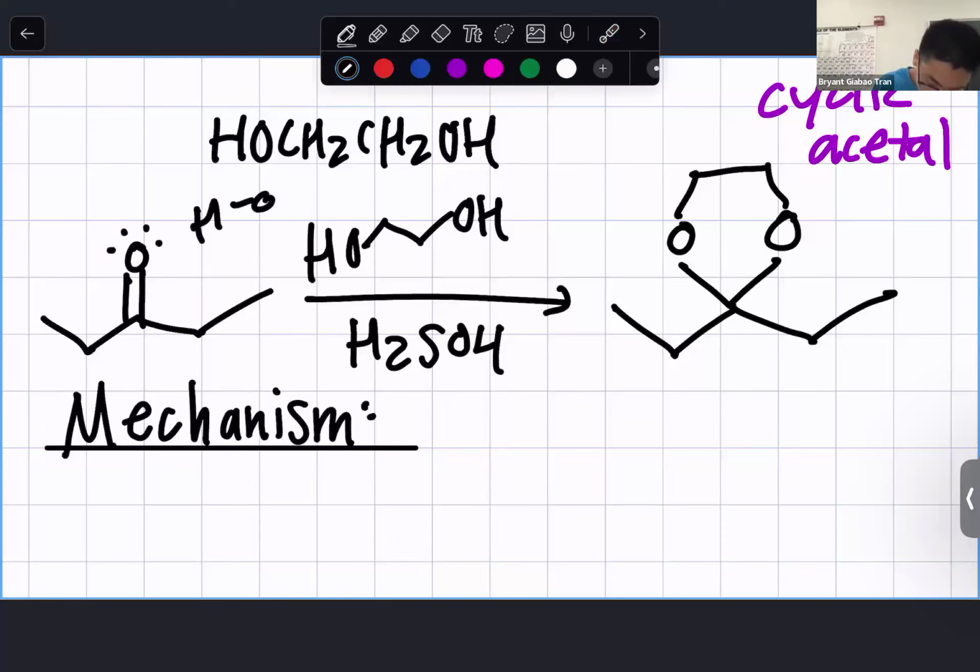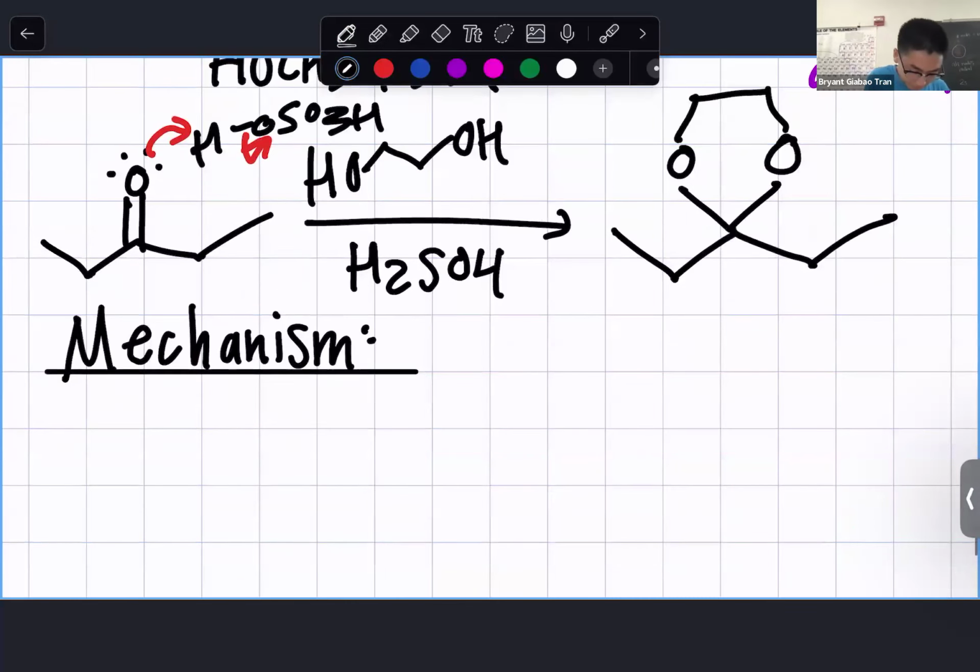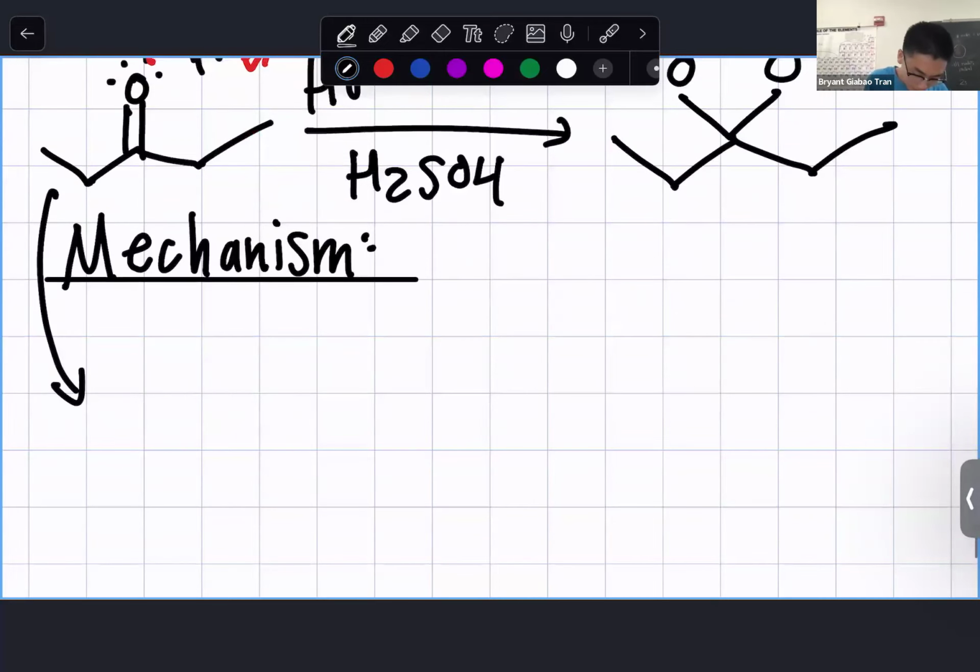So strong acid, like a lot of these mechanisms, right? Don't just memorize it. Understand the reason behind each arrow, like why that's going there. Since we have a strong acid, we have to look for our most basic atom, which is the oxygen here, right? And then that will do something to this carbonyl. So once we protonate this carbonyl, we get this activated carbonyl.